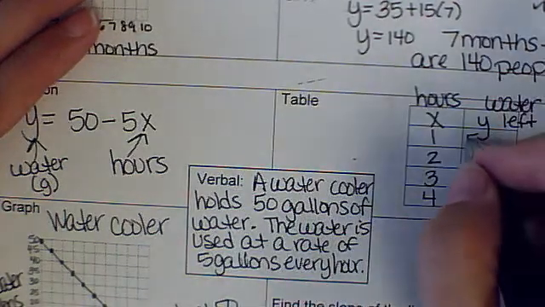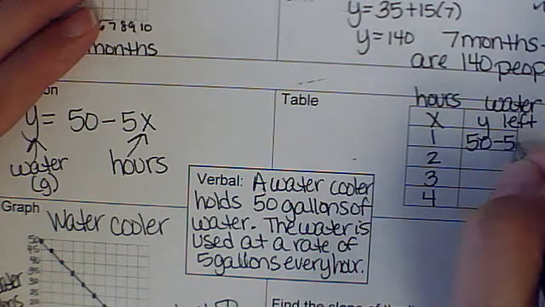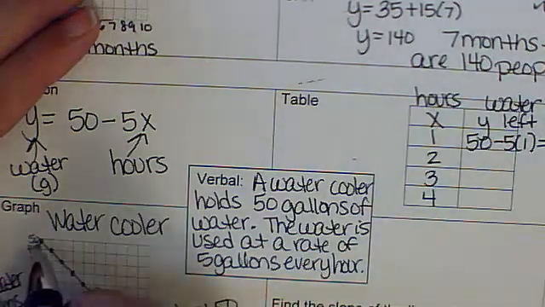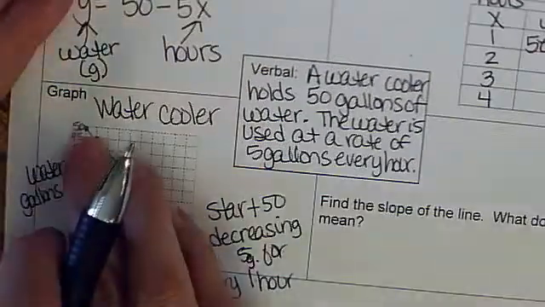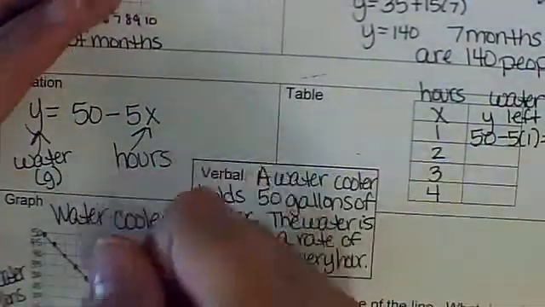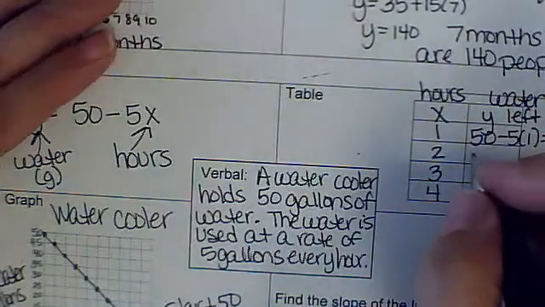So after 1 hour, it had 50. We used 5 times 1, so that would have to be 45. And is that true? Yeah, look back at ours. At 1 hour, look back at your graph. At 1 hour, it was at 45, so that's right. That's a way to double check if your graph and your equation is right compared to your graph.